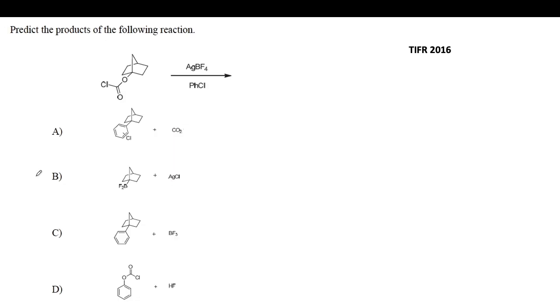So moving on to another question. Now this is a very nice question, TIFR 2016. The question is asking you, predict the products of the following reaction. Now what are you supposed to do, guys? AgBF4, this is going to be your Ag positive, BF4 negative, and PhCl is just your chlorobenzene, which is the solvent. So this is the solvent.